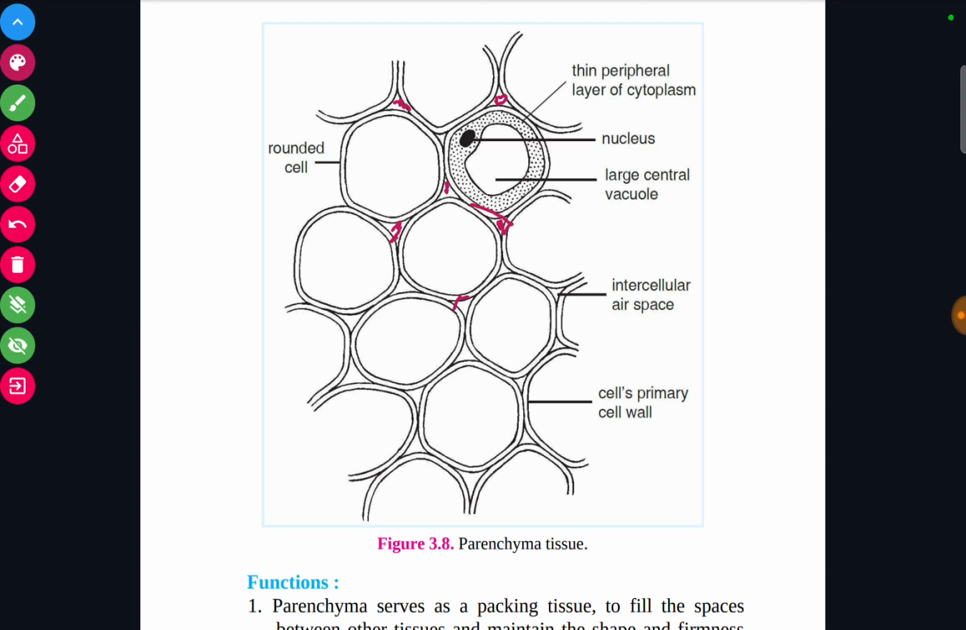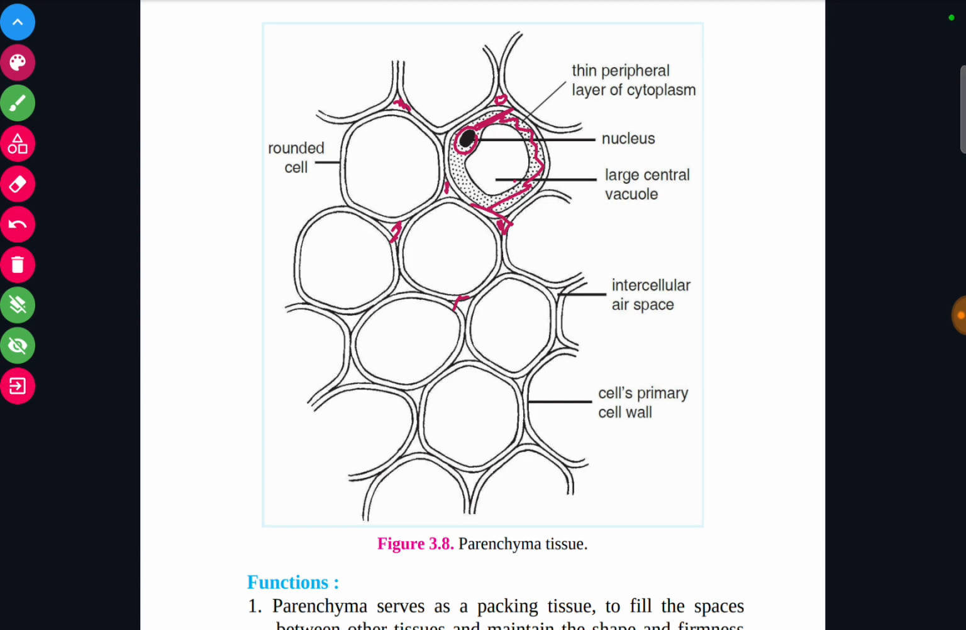They are all living cells. How can we say that it's a living cell? See, here a large vacuole is present, here a nucleus is present, and the cytoplasm is also present. Vacuoles are actually large in plant tissue. As the nucleus and cytoplasm are present, we can say that they are living cells. And where are they found? They are found in the very soft parts of the plant.